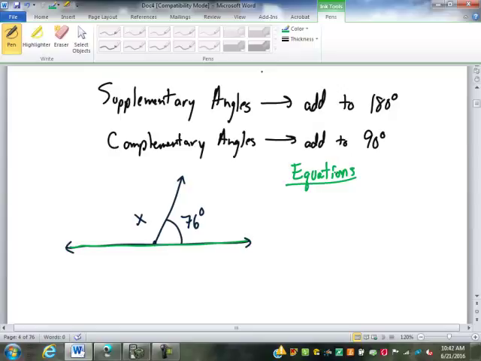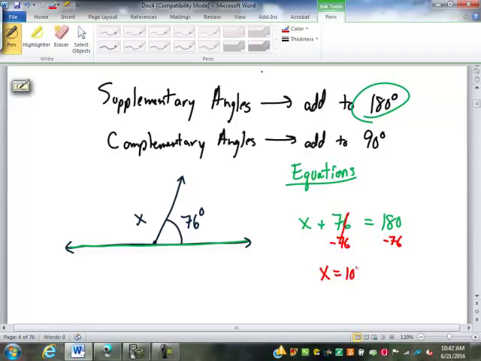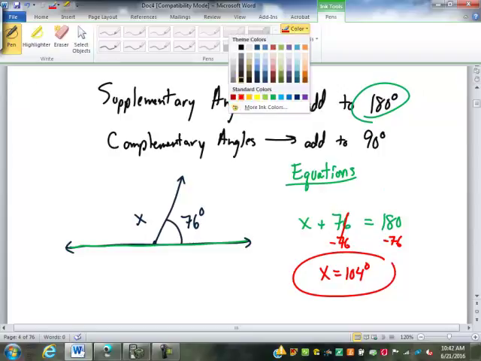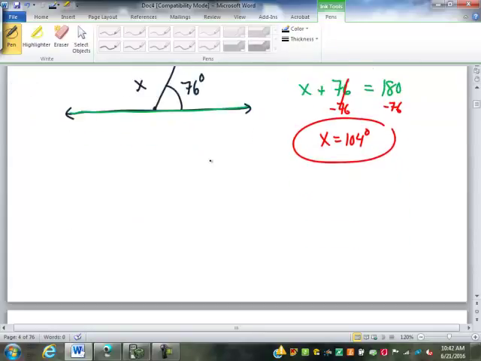They're supplementary, which means they add to 180 degrees. So x plus 76 equals 180. Now we have an equation that we can quickly solve to find x. Of course, we would subtract 76, so x equals 104 degrees. And now I realize most of you could look at that and say, oh, 180 minus 76 and get the 104. You wouldn't have to write the equation. But again, at some point we're going to get to situations that you need the equation to figure them out.